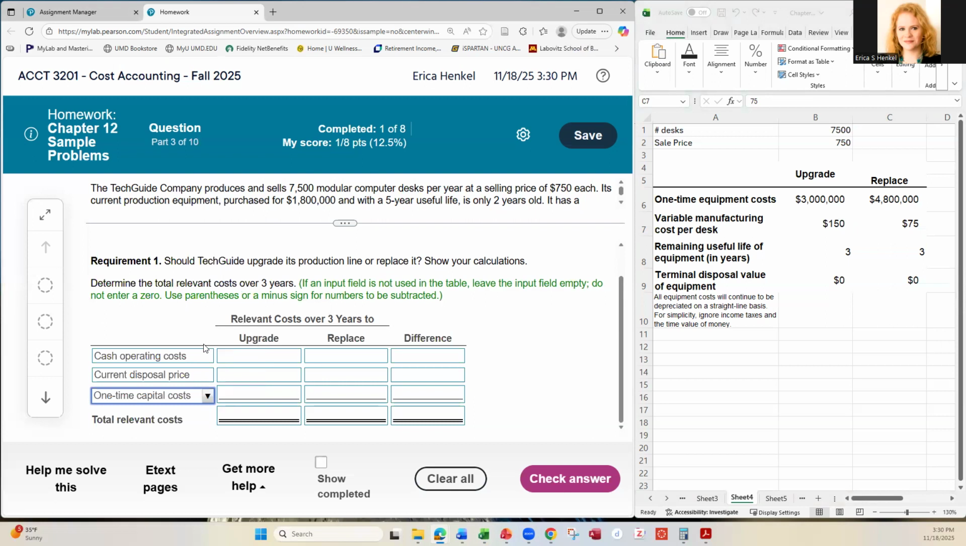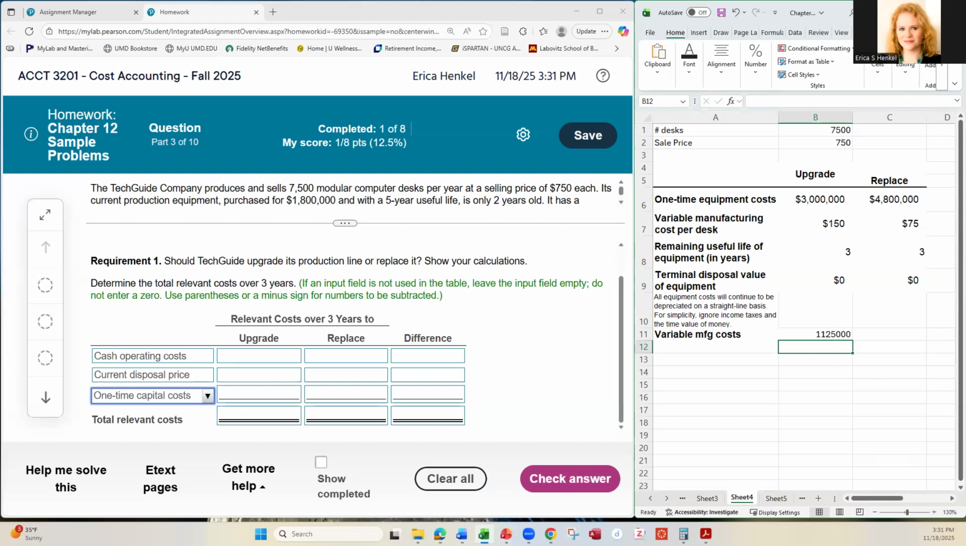So our cash operating costs for operating the one. So we notice we have a very different variable manufacturing cost here. So if we're making 7,500 desks here, it's going to be $150 per desk times the 7,500 desks.